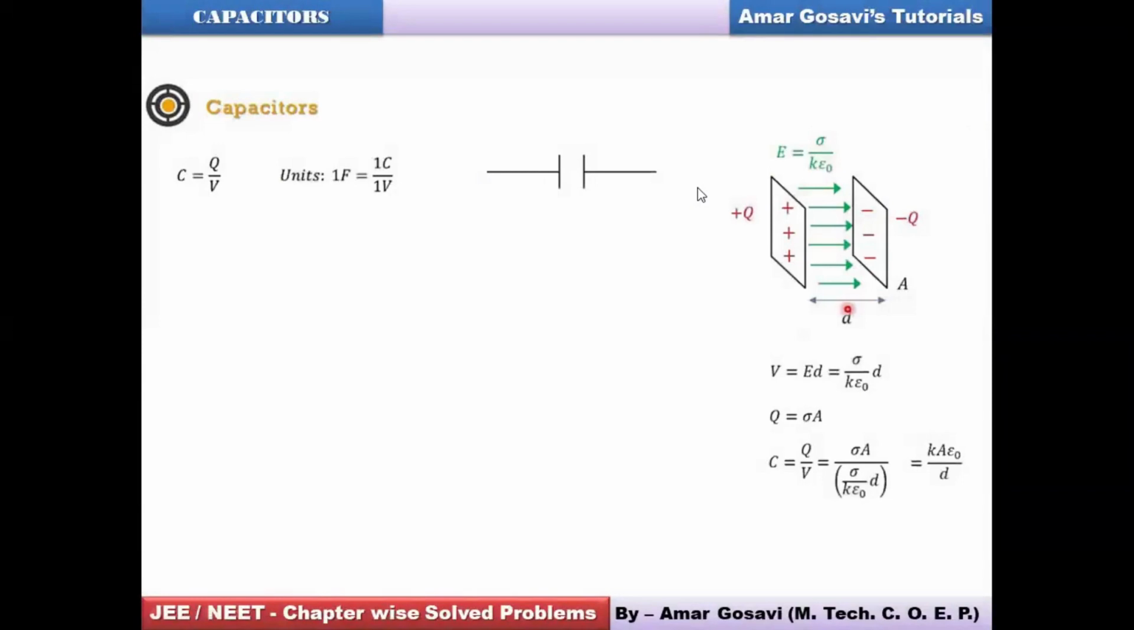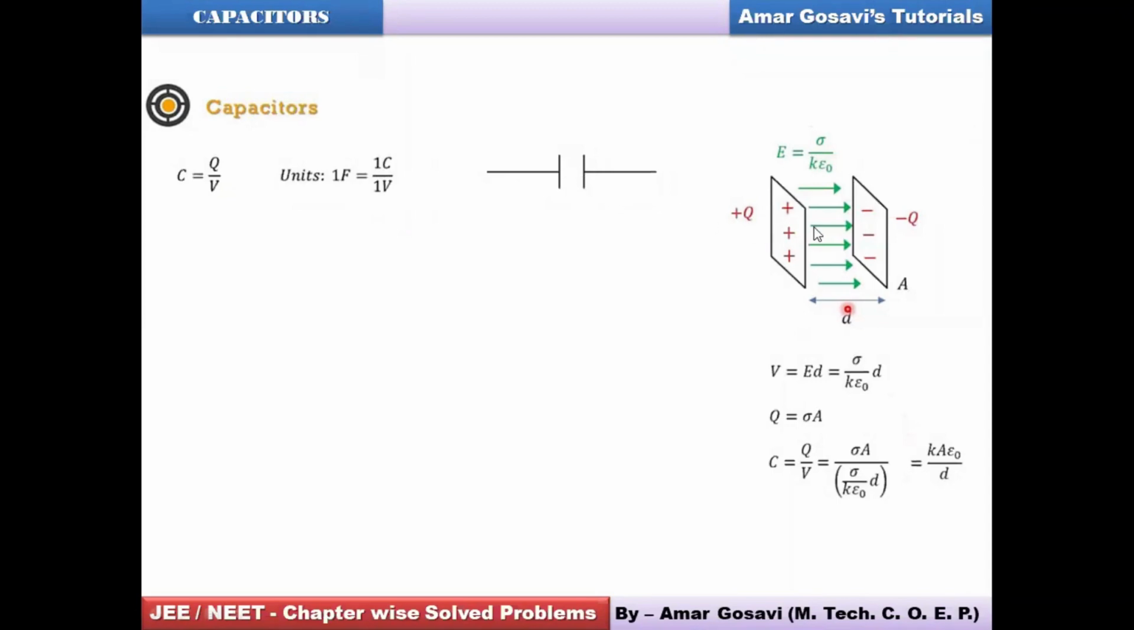In this diagram, we all know capacity is given as Q by V. This is what we have defined. Charge stored per unit potential is nothing but the capacity of a capacitor. The unit for capacitance would be farad. So 1 farad is 1 coulomb divided by 1 volt. And in a circuit, a capacitor would be denoted by this notation.